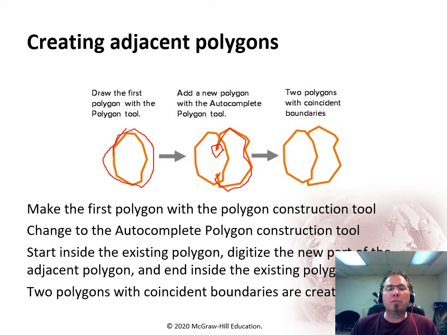Okay, you have to use the autocomplete polygon construction tool. That's the caveat to this. That's a separate tool on the toolbar. So you start inside the existing polygon, create your shape, and then end inside the existing polygon, and they now have a closed shared coincidental boundary, which is what you need. You want that logical consistency. So it's pretty easy. It makes sense when you look at it like this: create one, start on the inside of that one, end on the inside of that one, boom, you're done. As long as you use the autocomplete polygon construction tool for the second one.